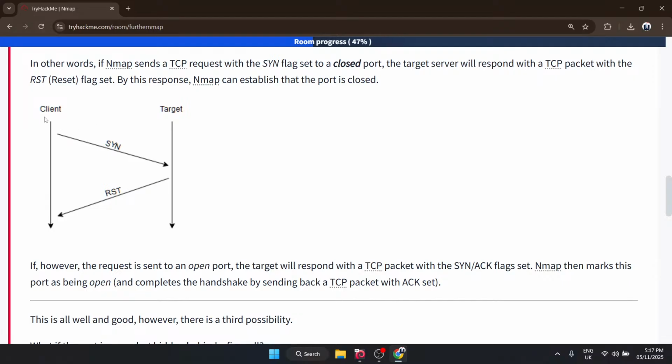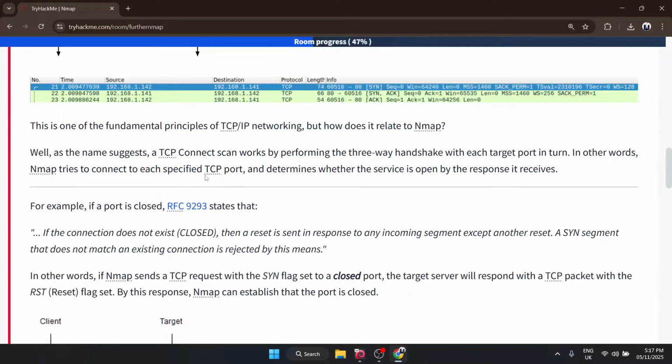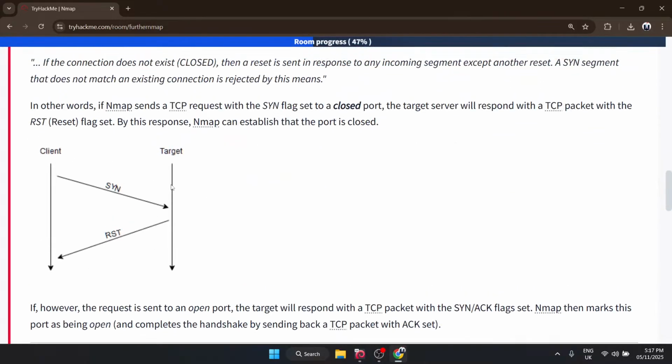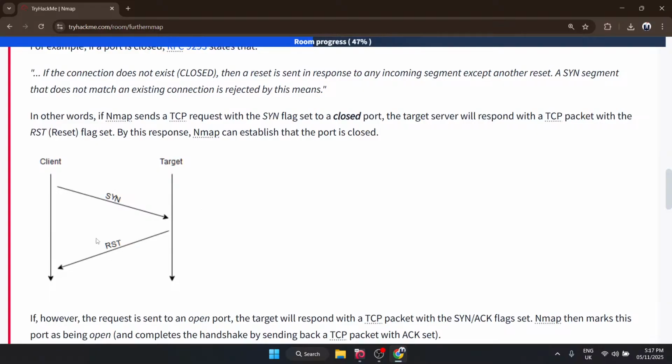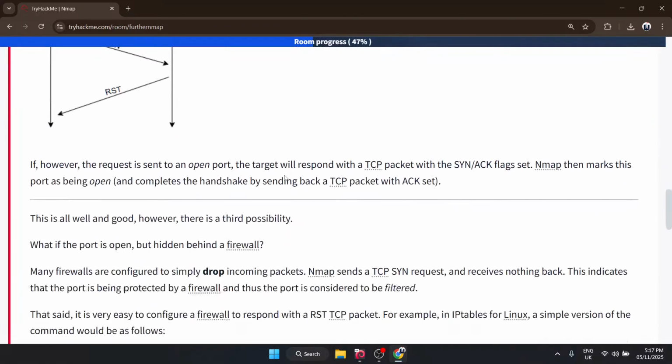So what happens when our Nmap sends the SYN? It is replied back with the reset. Okay, just like your SYN, FIN, acknowledge, there is another flag, reset, RST, you can call it. So synchronization, then the target will say reset. That means it's a closed port. By the reset flag sent in this response, Nmap can establish that the port is closed.